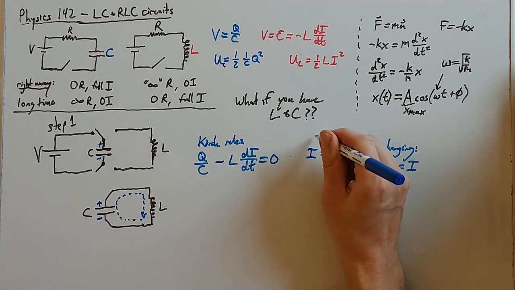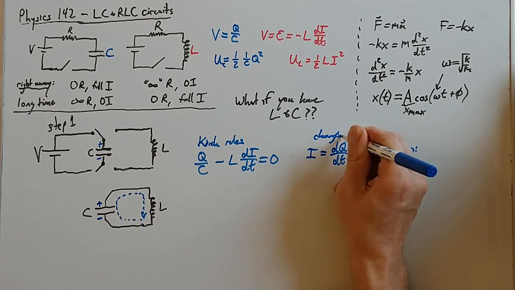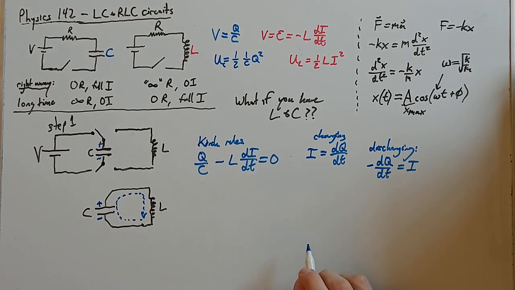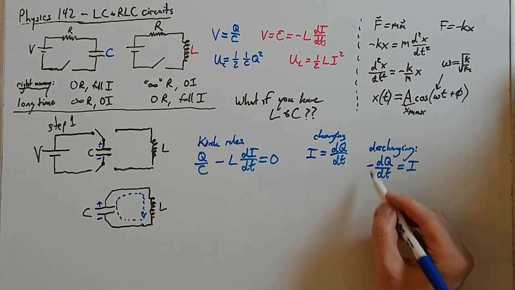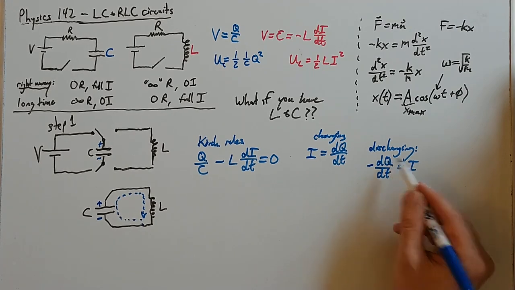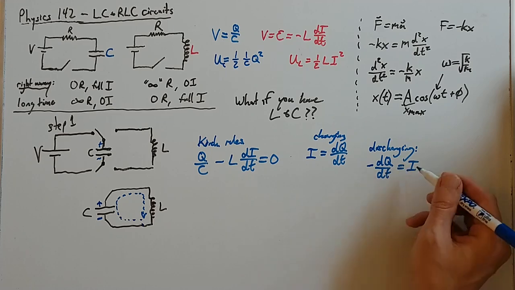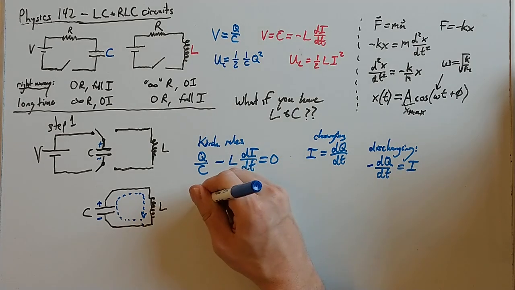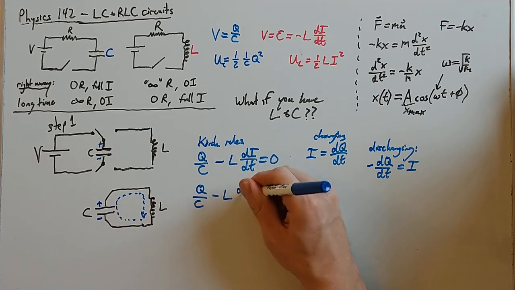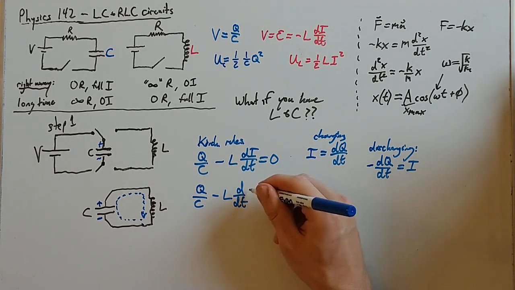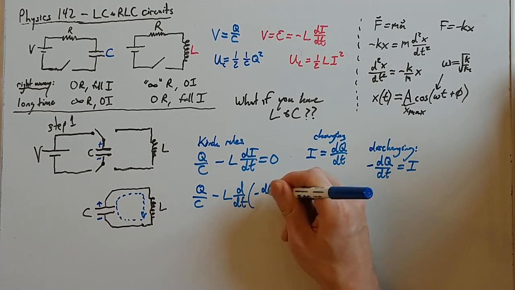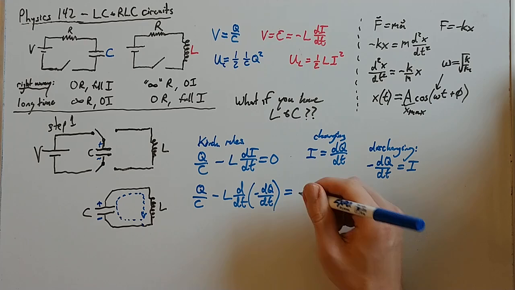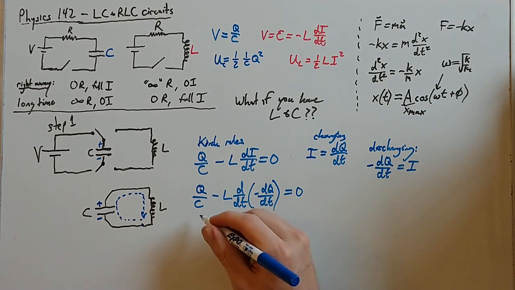So this is sort of for charging, right? That was when we had our switches hooked up over here. When we discharge, we're going to put in a minus sign. Okay, if we know that charge and current are related, I can plug that into this equation. So now we have Q over C minus L times the derivative of the current, and the current is minus dq dt in this circuit, so that equals 0.